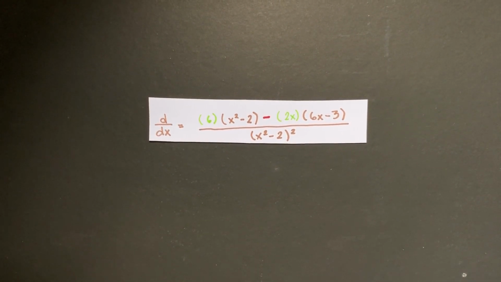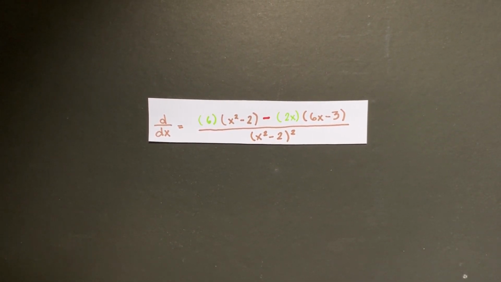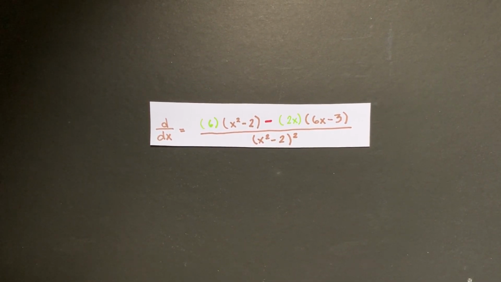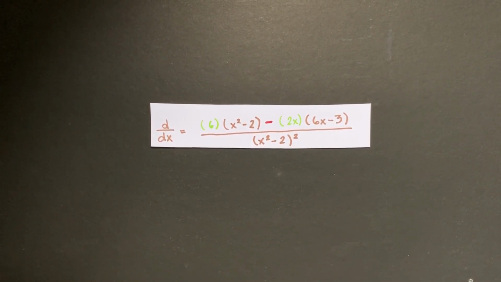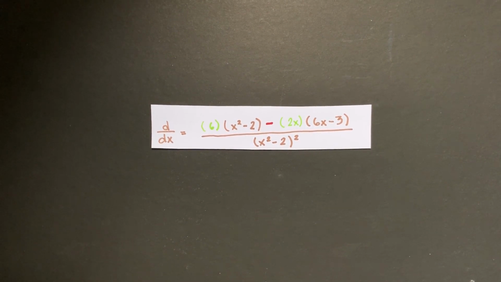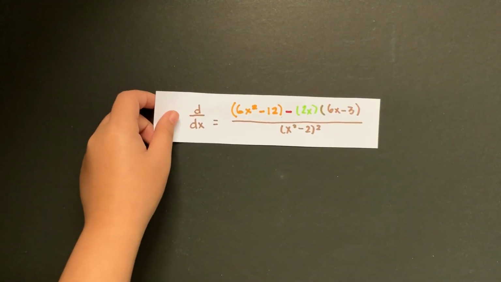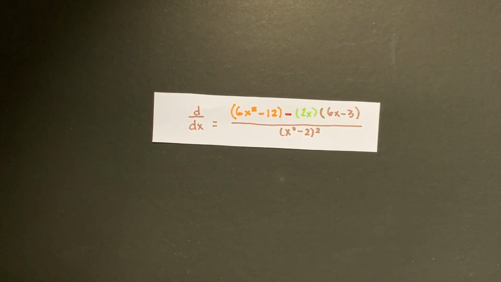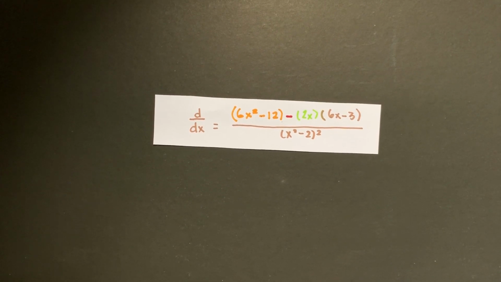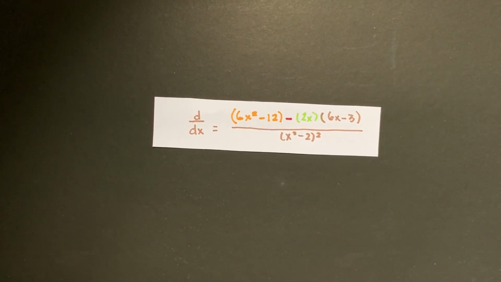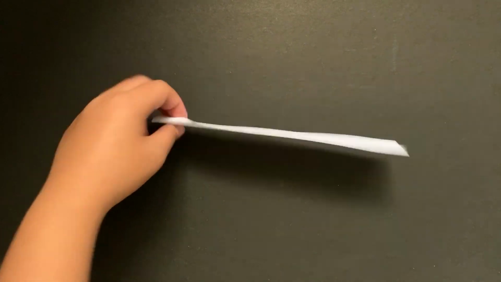So that would be 6 multiplied by x squared minus 2, minus 2x multiplied by 6x minus 3, all over x squared minus 2 raised to the power of 2. After that, you distribute the derivative of the function f of x to the g of x. So the answer would be 6x squared minus 12. And you copy the other terms.